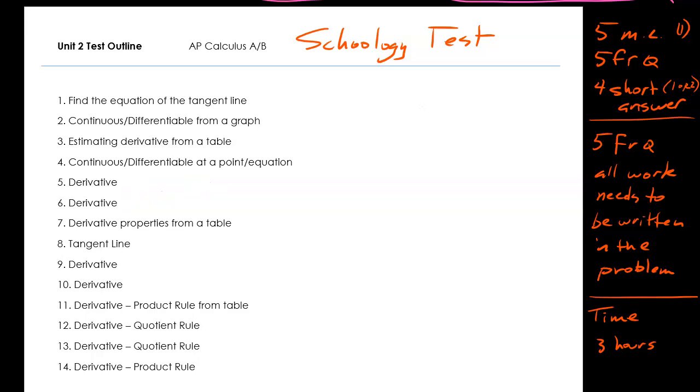Derivative properties from a table. So we did one of these in our notes. It basically is going to be something that looks like that. That was actually set up terribly.